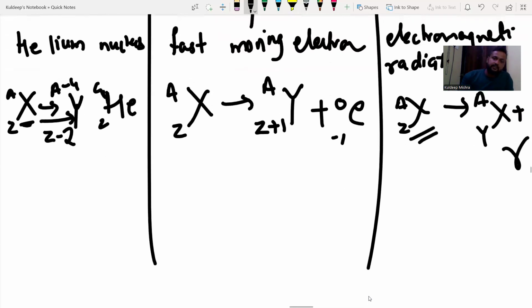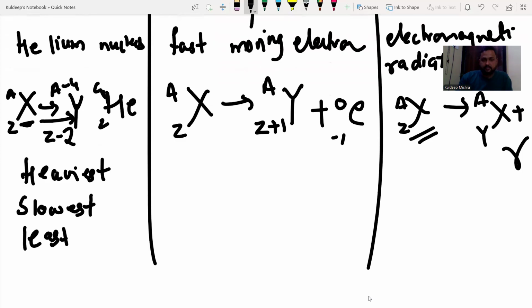Now alpha out of this is the heaviest because it has 2 protons and 2 neutrons. Since it is heaviest, it is the slowest, and it is least penetrating and least harmful. Even paper could stop this. Okay. Least penetrating, least harmful.